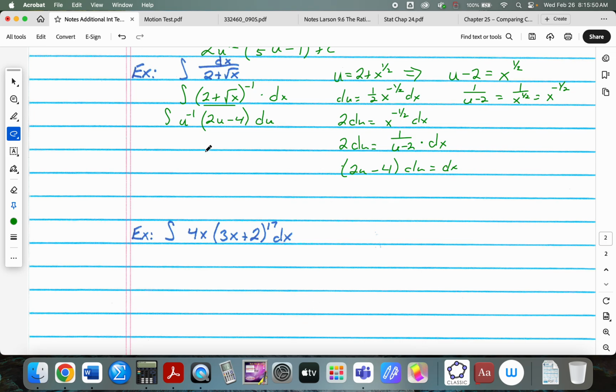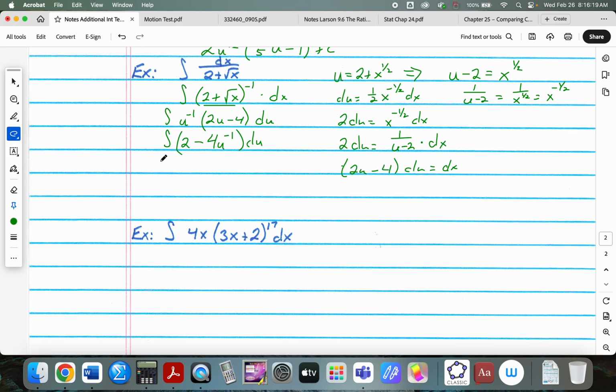Just like with the previous problem, I must multiply this out because there is no product rule for anti-differentiation. u to the negative 1 times 2u is what? 2. Yeah, those cancel out rather nicely. Minus 4u to the negative 1 du.